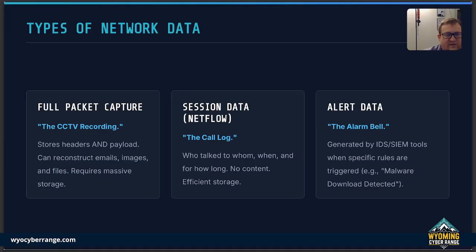Lastly will be the alert data. This is the alarm bell. Now, this is generated by an IDS or a SIEM tool, and this data only exists when specific pre-written signature rules are triggered, like an alert firing for a known malware download or SQL injection attempts. Okay, and so this is all dependent on how well your security team is and how well those rules were written to begin with.